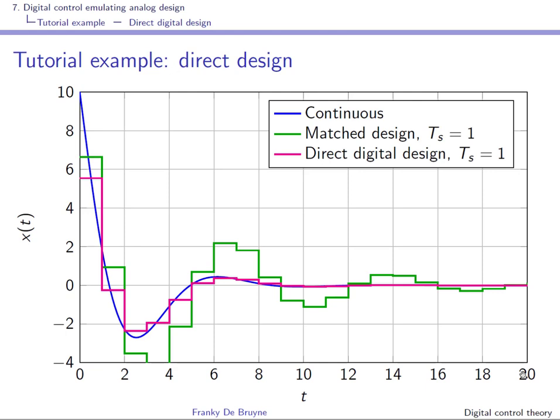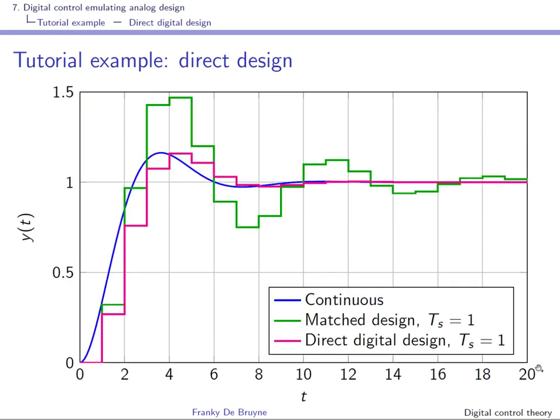And here you obtain the equivalent responses as far as the control energy is concerned. As a conclusion, we can see that if you choose Ts larger than what is advocated by these rules of thumb, a matched design will not give good results, and this is because the zero order hold mechanism is not taken into account. For those values of Ts that are larger than advocated by the rules of thumb, you should do a direct digital design, and this will take into account the zero order hold mechanism.